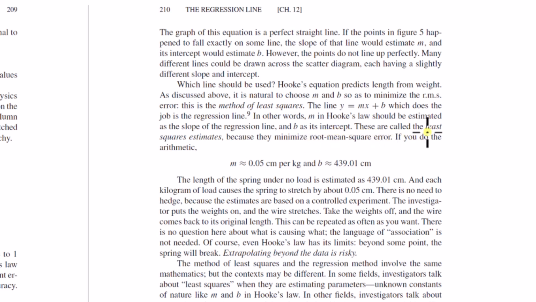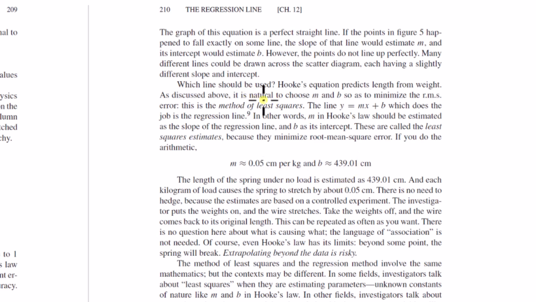These are called the least squares estimates because they minimize root mean square error. If you do the arithmetic, here it is. Again, this is the least squares. If you use least squares to get M and B, this is what you get. If you use the regression method that we've done in the previous few chapters to get M and B, this is what you get. Exact same values.